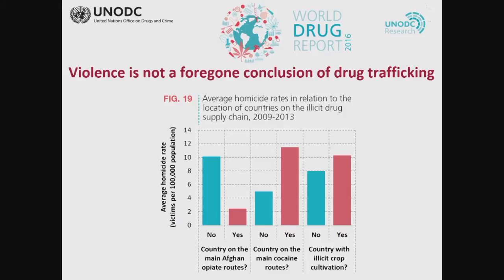For example, the first two bars are the countries that are on the main Afghanistan opium route. And you see that the green are the countries that are not part of the route, and the red is where they are part of the route. So you see that if we look at the opiate trafficking, actually they're not causing a lot of homicides in the trafficking. The opposite is true for cocaine. You see that actually the countries that are affected by cocaine trafficking are really more affected also by violence.